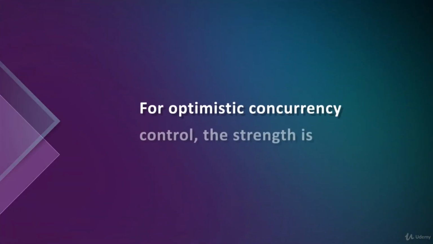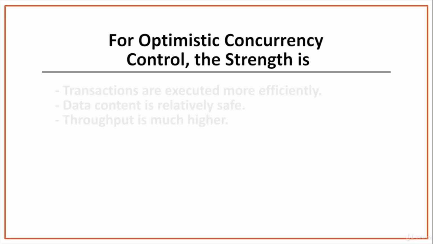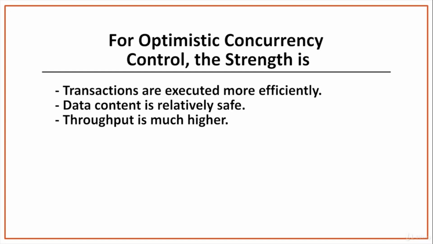For optimistic concurrency control, the strength is that transactions are executed more efficiently. Data content is relatively safe. Throughput is much higher.